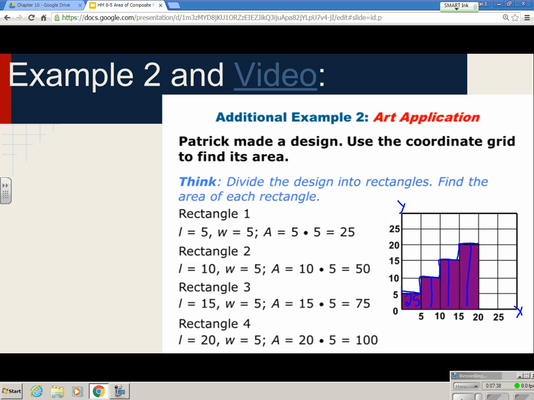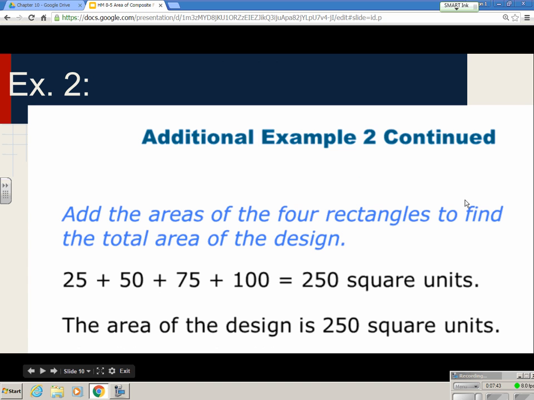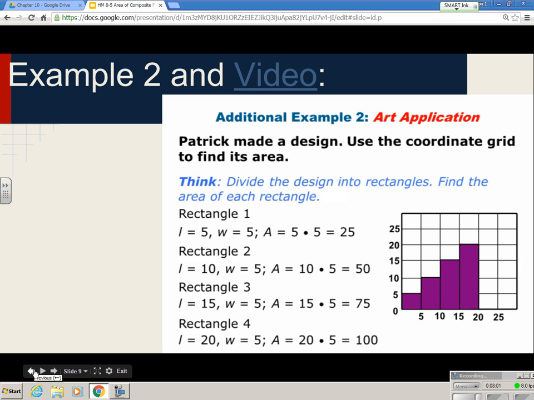So how would you find the area of this entire shape? Well, what you would have to do is add all those up. 25 plus 50 plus 75 plus 100, and you get 250 square units. So that shape that looks like stairs on this coordinate grid has a total of 250 square units. It doesn't look like it's that big, but remember, it depends on the length times the width of that one grid. And because it's 5 by 5, you get 25. So you got to be careful when you're looking at these, so you can see what the intervals are so you don't get mistaken.